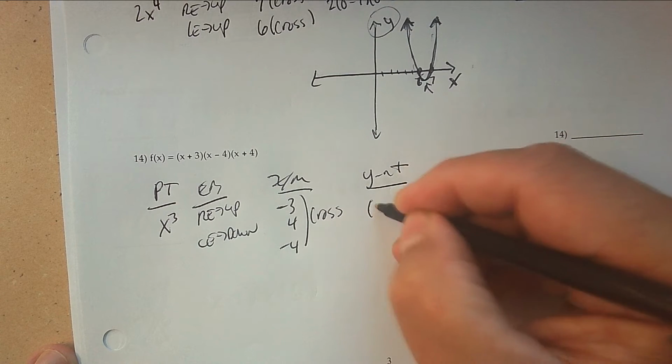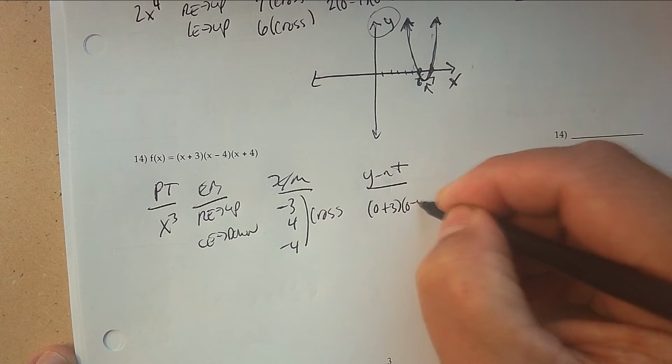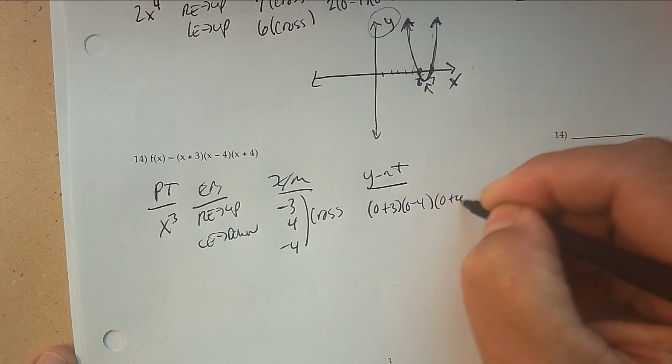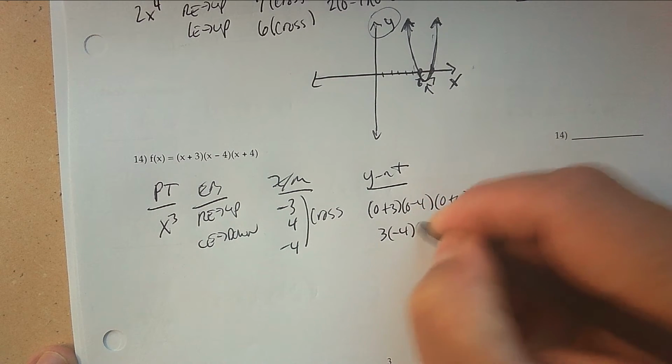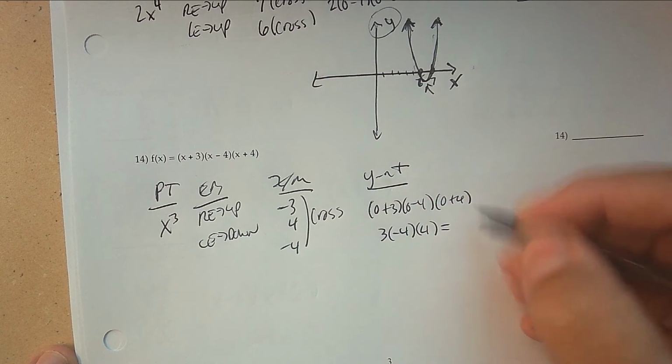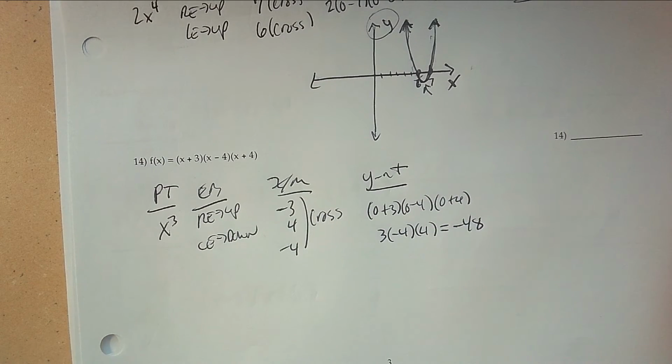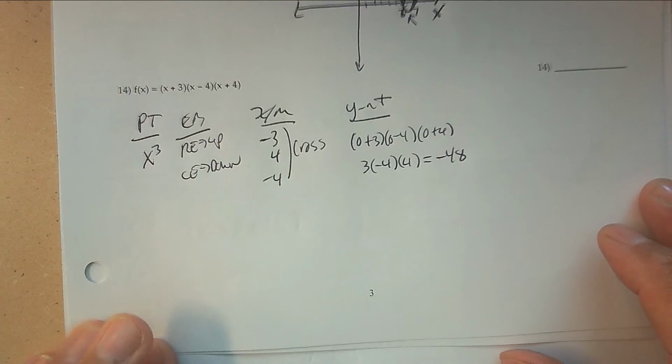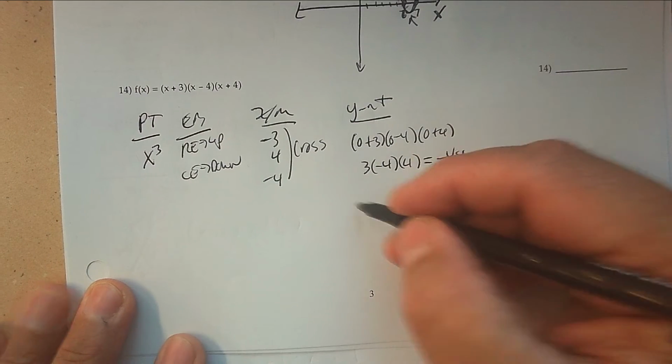So the y-intercept, 0 plus 3, 0 take away 4, 0 plus 4. So you're going to go 3 times -4 times 4. So it's -48. Not as big as 3,000, but still going to be beyond what I care about. And then sketch it.